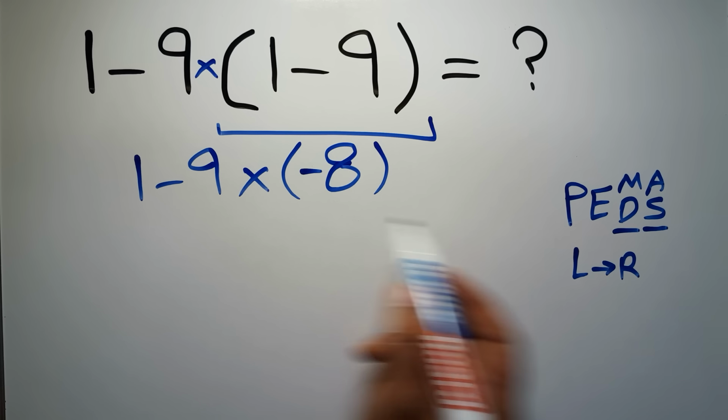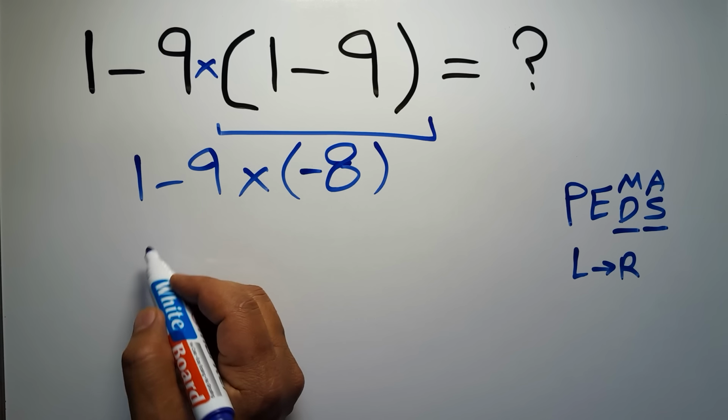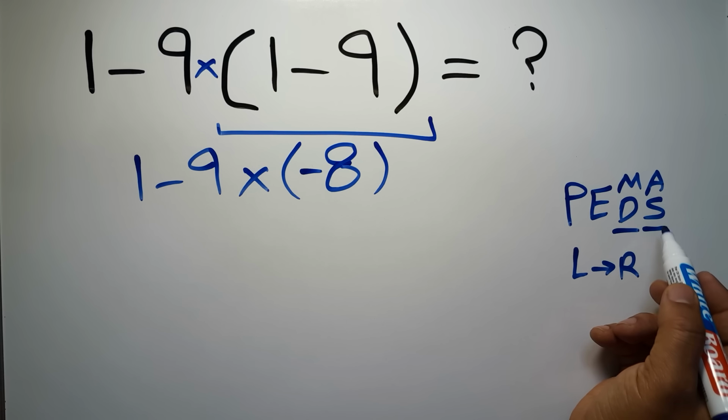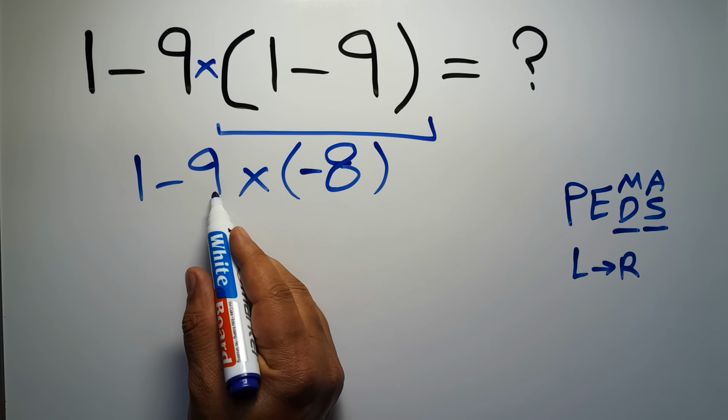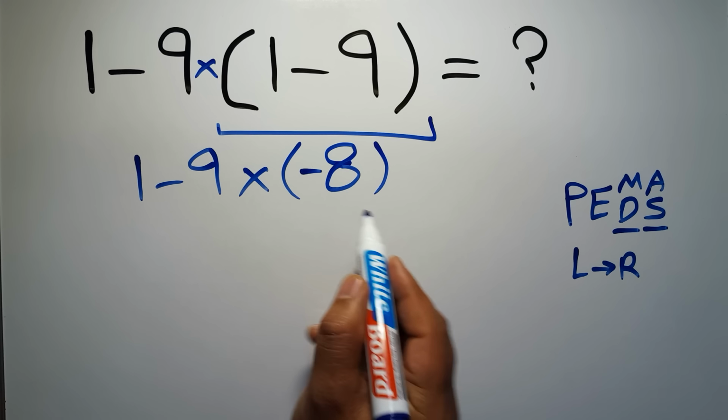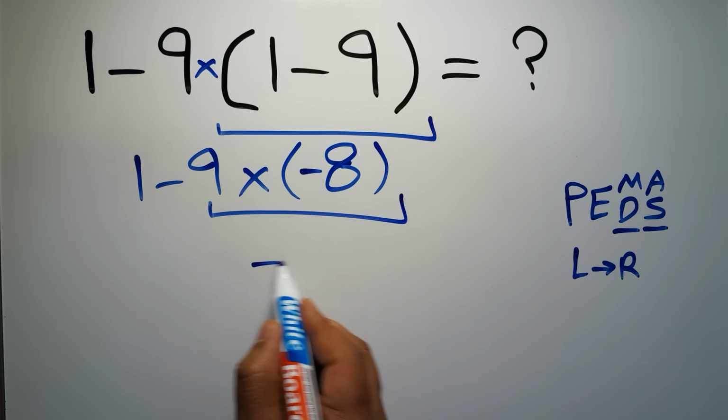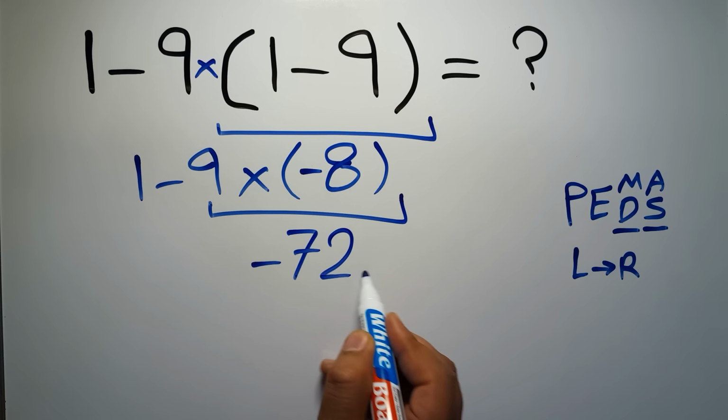According to the PEMDAS, multiplication has higher priority than subtraction because multiplication comes before subtraction. So here first we have to do this multiplication. 9 times negative 8 gives us negative 72.